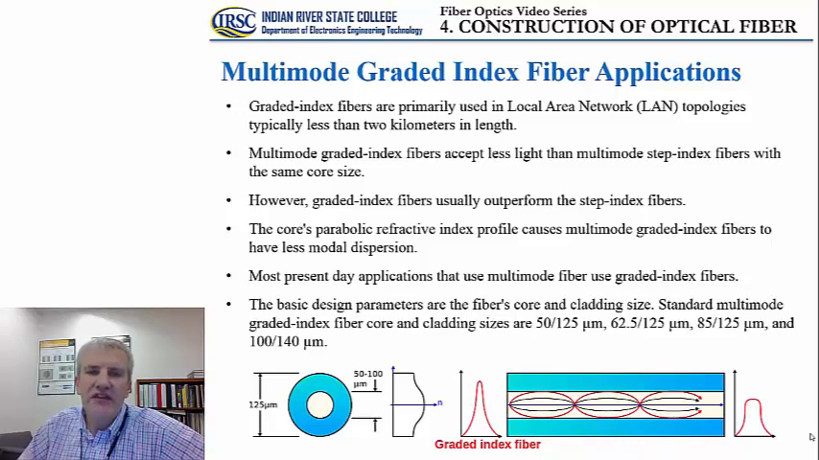The parabolic refractive index profile causes multi-mode graded index fibers to have less modal dispersion, and typical core diameters used in this case are 50, 62.5, 85, and 100 microns. And then the cladding is approximately 125 or 140 micrometers in diameter.